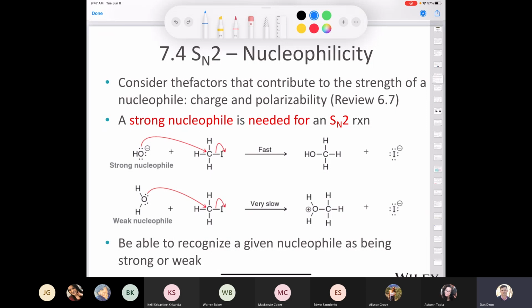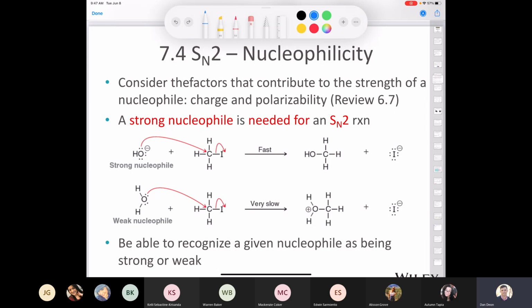Charge is pretty obvious. If you have a negative charge, you're going to have a better nucleophile. If you take a look at hydroxide and water and compare the two, hydroxide is going to react faster with iodomethane. Why? Because it's got a negative charge. Of course, it's going to react faster with this partially positive carbon, the electrophilic center. So if you have a negative charge, you're going to have a better nucleophile.